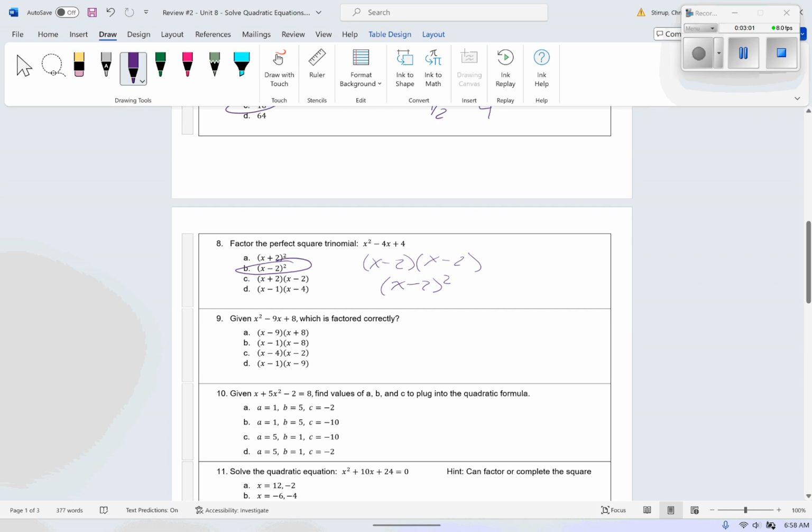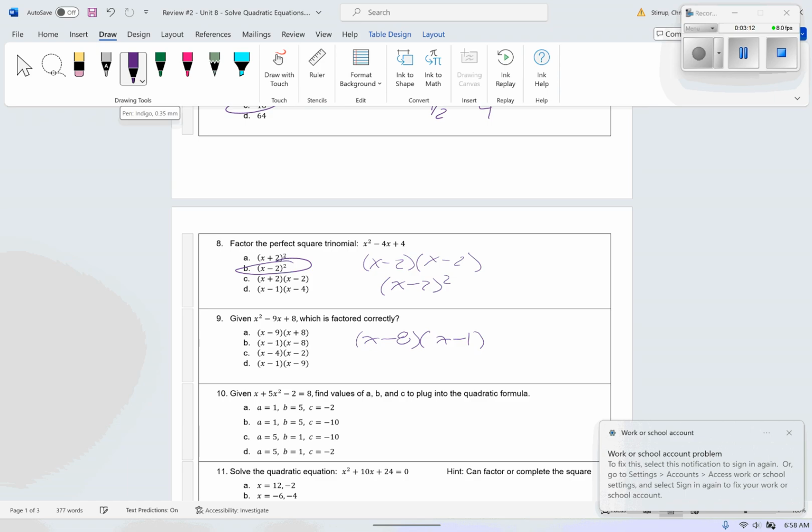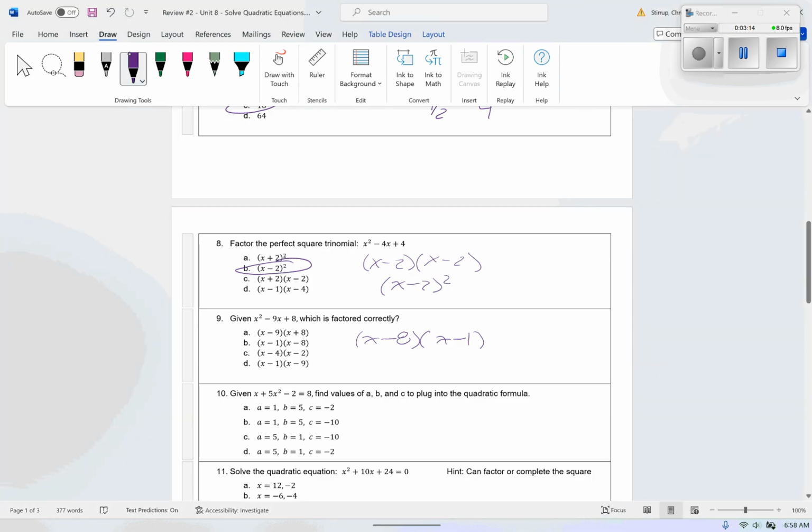We're going to factor this one, so we're going to put x and x. What two numbers multiply to give me positive 8, add to give me negative 9? Well, it's going to be negative 8 and negative 1. Negative 8 times negative 1 is positive 8. Negative 8 plus negative 1 is negative 9. So looks like there's our answer right there.